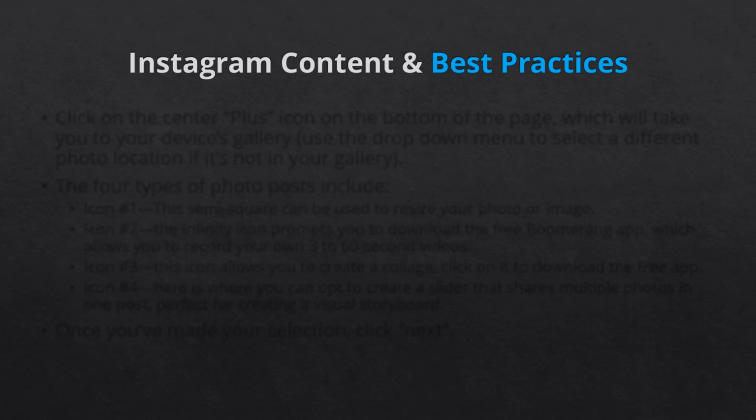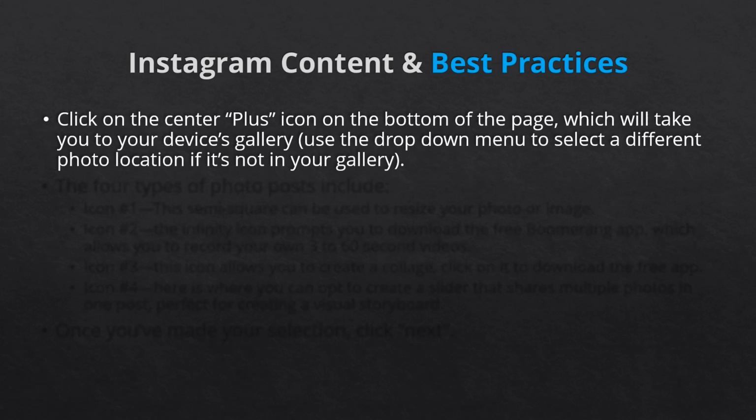Click on the center plus icon on the bottom of the page, and you'll instantly be routed to your device photo gallery. If the photo you require is elsewhere, click on the drop-down menu next to Gallery in the top left-hand corner, then scroll down to find the location of your photo that you wish to post, and click on Next. This is where the fun begins.